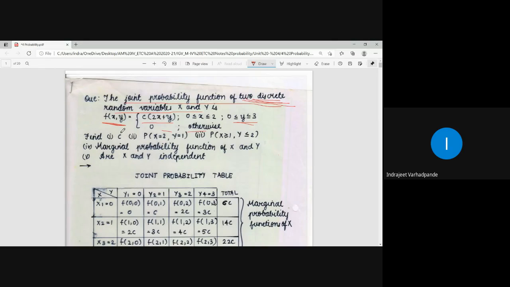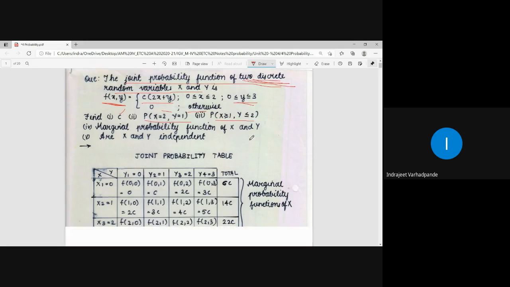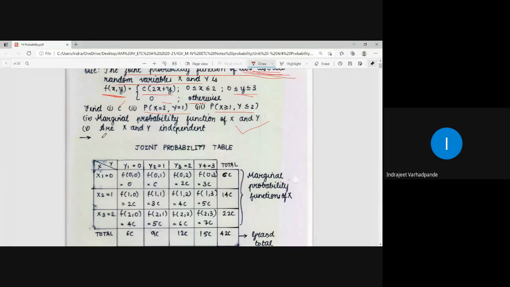What do you have to calculate here? We have to calculate the value of c, the probability x equal to 2, y equal to 1, the probability x greater than or equal to 1, y less than or equal to 2, the marginal probability functions of x and y, and lastly we have to check whether x and y are independent or not.